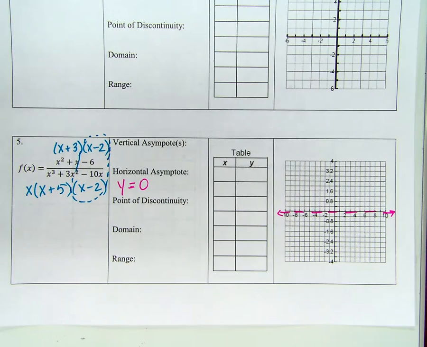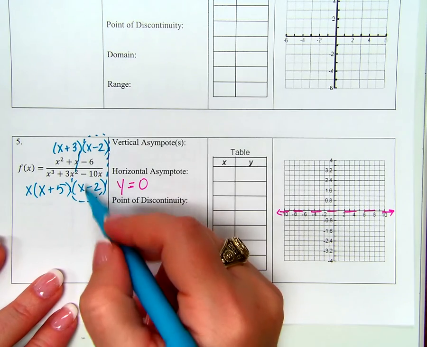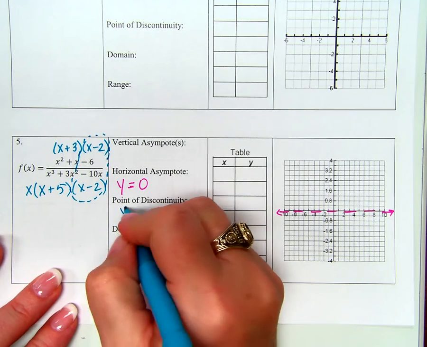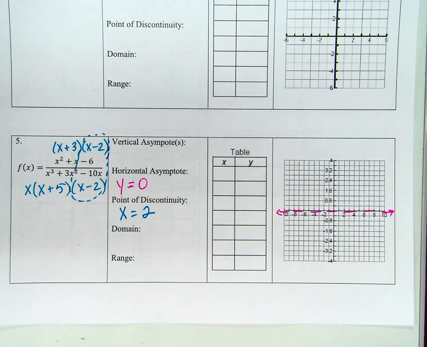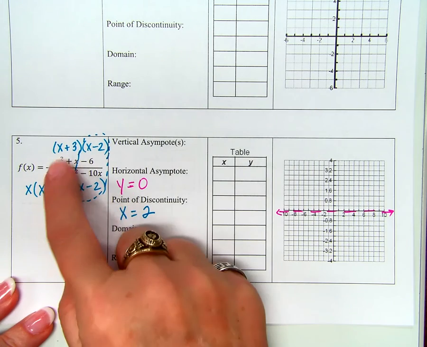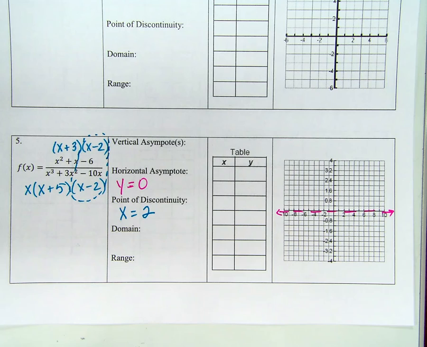If there's not any the same, there's not a point of discontinuity. Okay? If these two are the same, what does that mean as far as my point of discontinuity goes? X equals 2. Perfect. Could I actually go in and find the point? I could plug x in. Yeah, sure, I could, right?